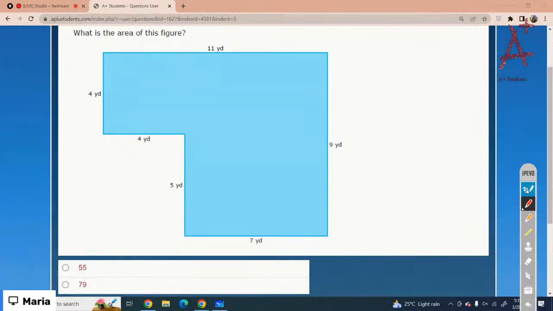Okay, let's just do one more. So here you have 5, so here you have 4. So one of them is a square. 11, 7. Okay, one of them is a square and one of them is a rectangle. So the area of the square is side times side. That would be 4 times 4. It would be 16. The area of the rectangle is 9 times 7. 9 times 7 is 63.